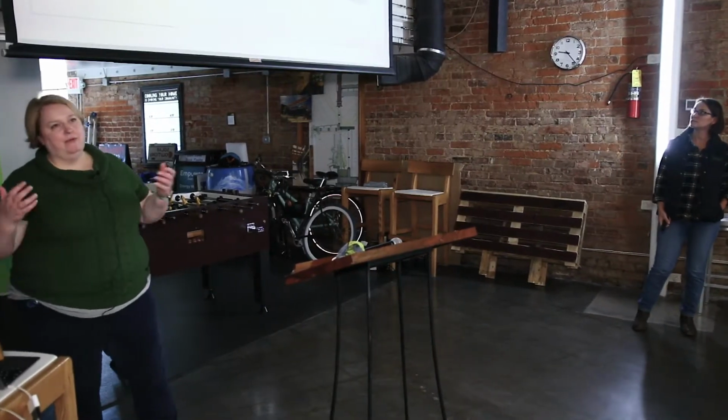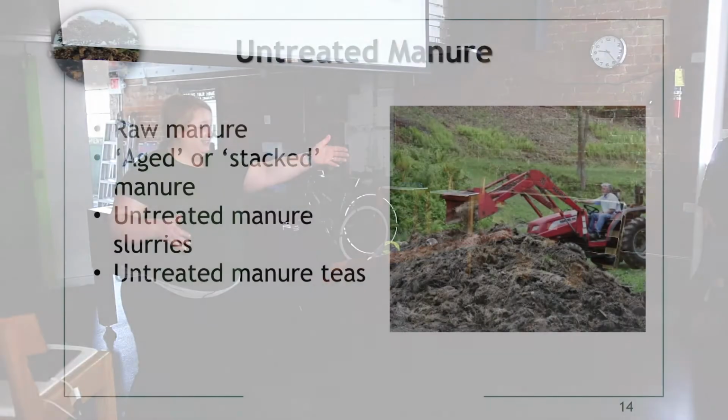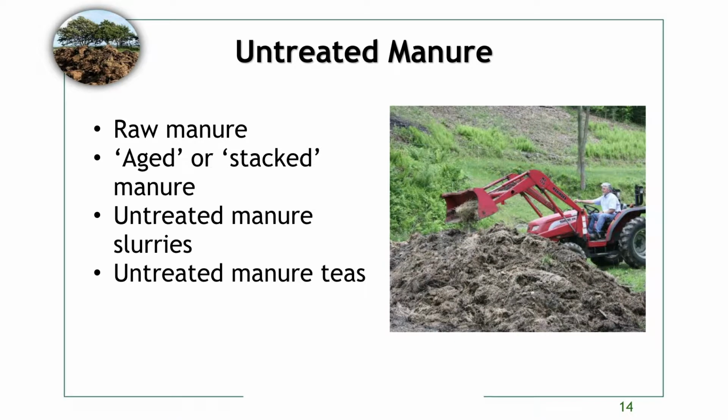Untreated manure, again, we're talking about raw manure, but consider the example of a barn that hasn't been cleaned out in a while. Many people have that situation, where they have aged or stacked manure sitting in a location. You should also view that as untreated manure. It's just an old pile of untreated manure versus a fresh pile of untreated manure.